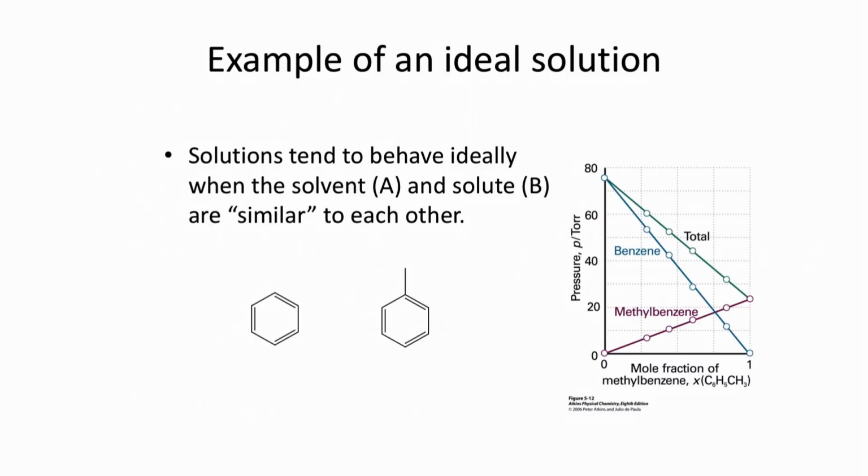Okay, so here's an actual example of an ideal solution. Okay, on the left is something called benzene, and on the right is something called toluene, or methylbenzene. And you can see that the chemical structure of benzene is pretty similar to the chemical structure of toluene, right? The only difference is this little stick here, which represents something called a methyl group, which is just a carbon and 3 hydrogens.